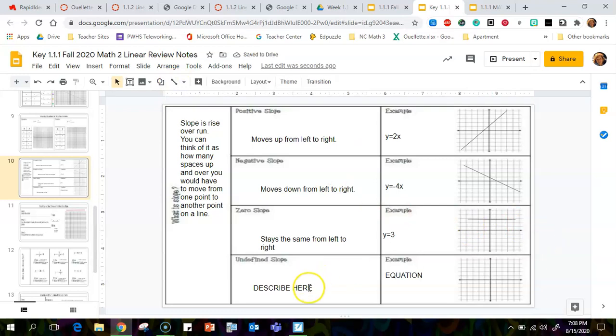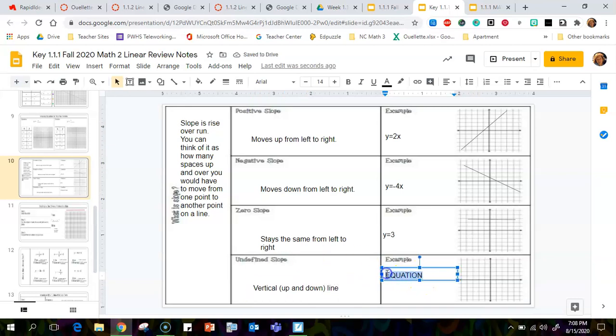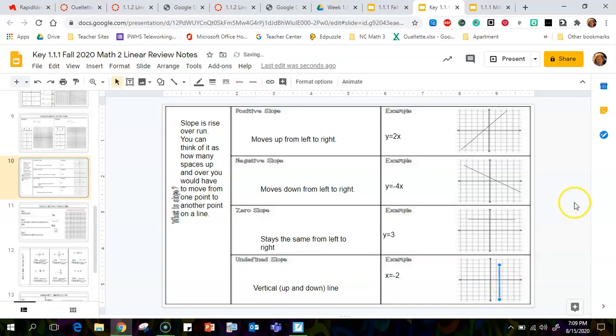And then an undefined slope is your vertical line. So we'll just write vertical, and then you can write up and down if you want to. An equation that would have a vertical slope, or up and down line, would be x equals negative 2. And so we'll get our line tool again and just draw a vertical, or as close as we can get it, a vertical line.